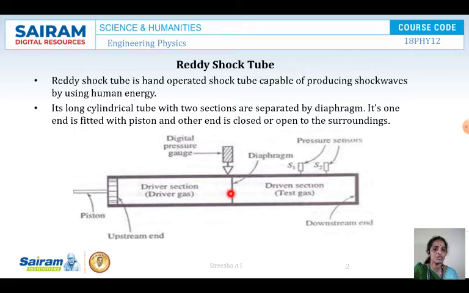The moment the shock wave is produced, S1 and S2, which are the pressure sensors in the driven section, detect a sudden increment in the pressure. So the primary shock wave which has been created travels down to the downstream end. The moment it hits there and starts reflecting, again there will be a sudden increase in the temperature and pressure of the gas, because the shock wave starts moving back. This is how a shock wave is generated.